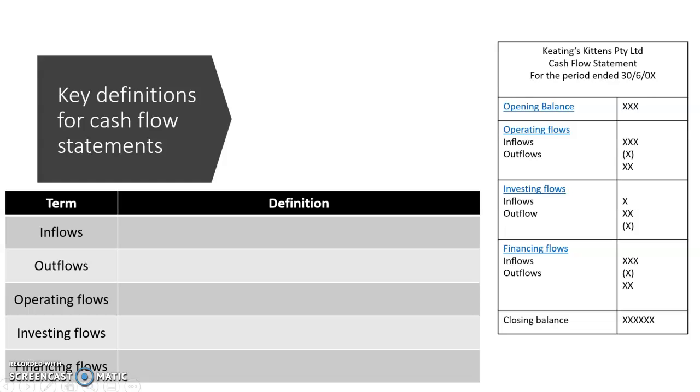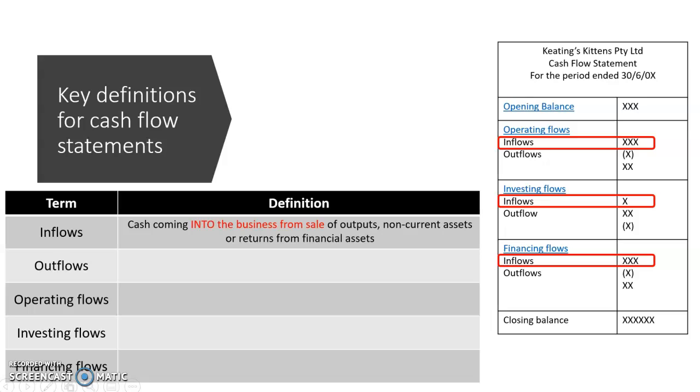Let's have a look at some key definitions. We've got a cash flow statement here for Keating's Kittens. Let's start with inflows. So inflows are cash coming into the business. And as you can see here, they can come from operating, investing, or financing flows. So this cash coming into the business could be as a result of selling the business's outputs, proceeds from the sale of non-current assets, or return from any financial assets that the business might have.